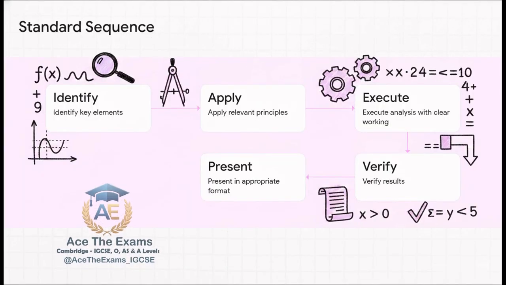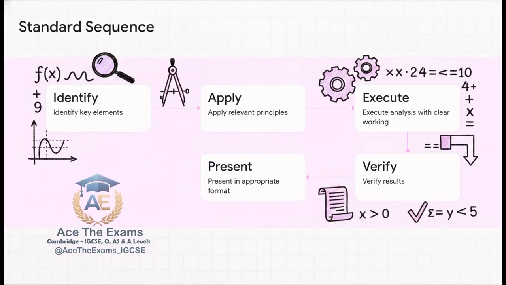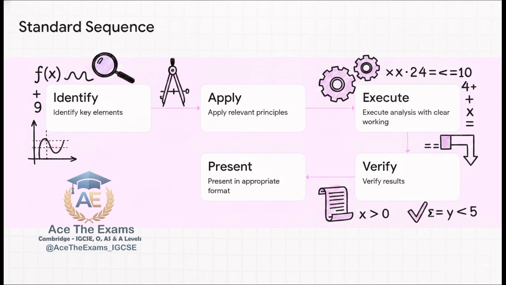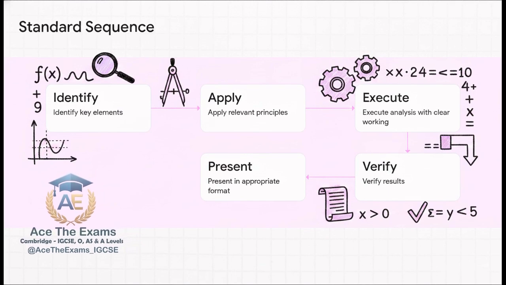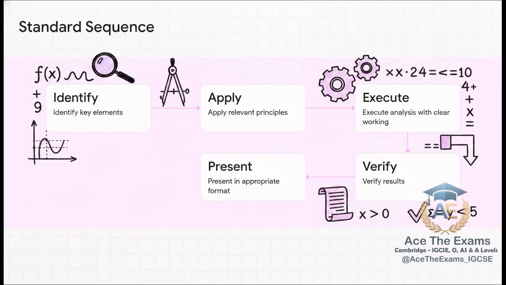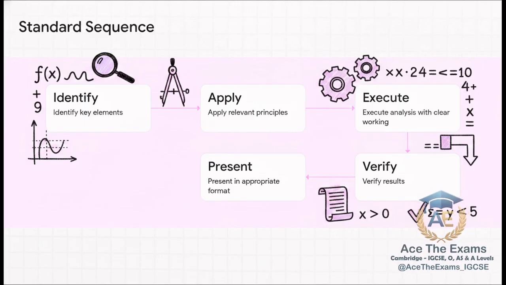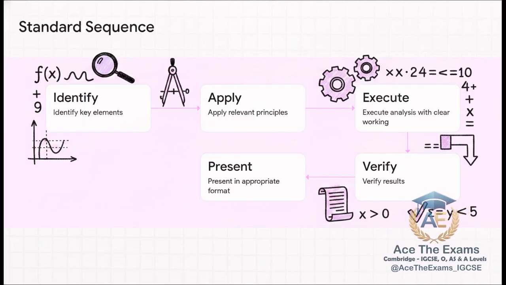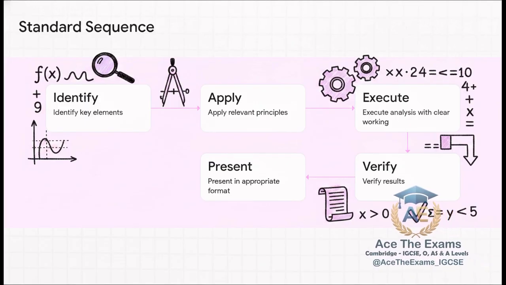So let's see how this all builds into the famous method mark strategy. In Cambridge additional math, marks are heavily awarded for the process, not just that final number at the bottom of the page. Step 1. Identify the key elements. You need to find the given function and immediately recognize its type. Step 2. Apply relevant principles. For instance, if it's a quadratic, you know you're probably going to need to complete the square or use differentiation to find that minimum or maximum point.